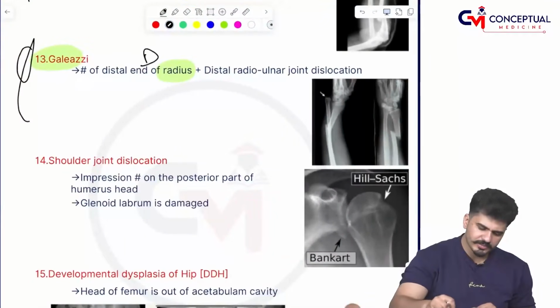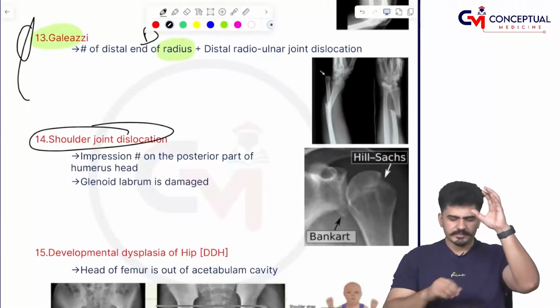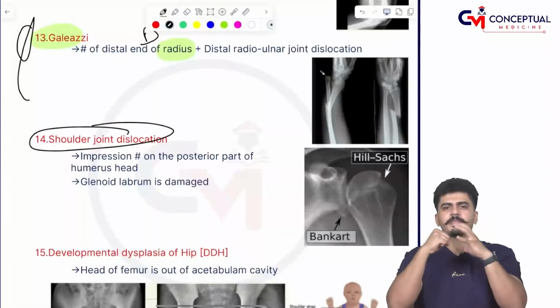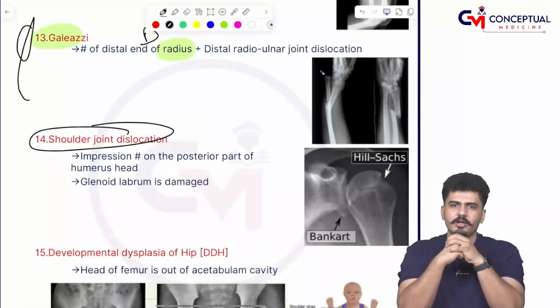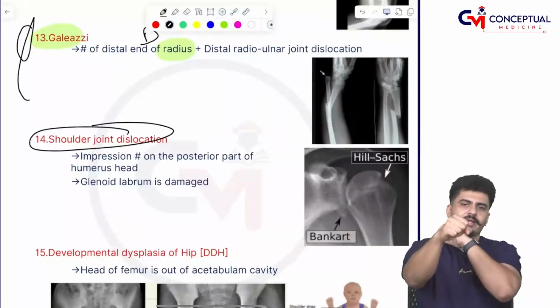Now, my dear friends, let's talk about this shoulder dislocation here now. Shoulder dislocation. See, this is a glenoid cavity, and in this glenoid cavity, there is a head of humerus. So, let's talk about anterior side. It is getting dislocated to the anterior side.